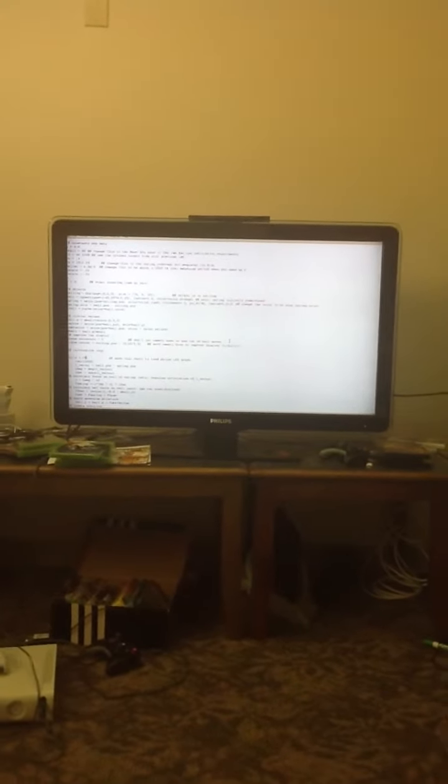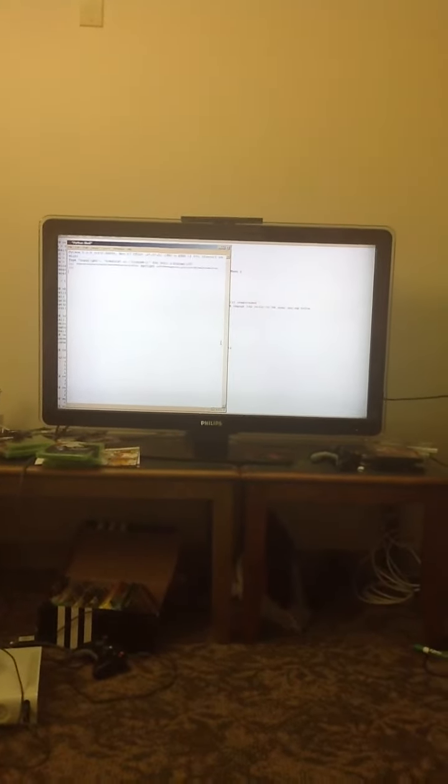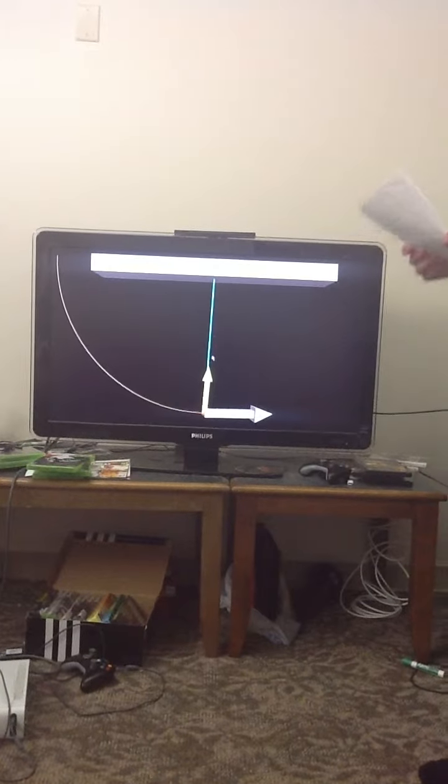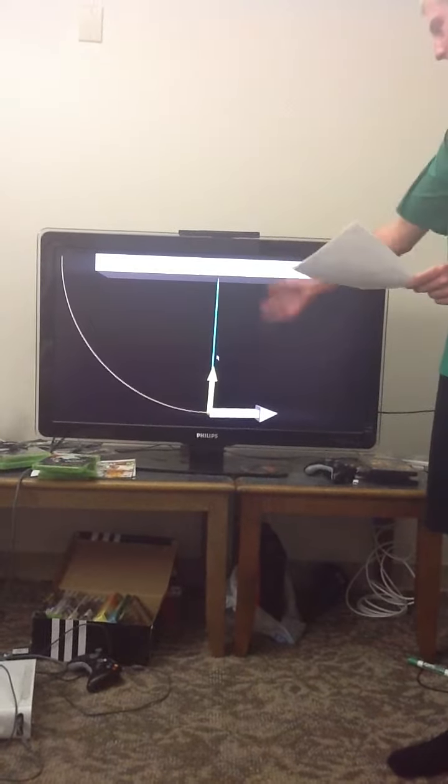This is not going to be good. 4 seconds. Alright, right there. So that's at the bottom of the swing.